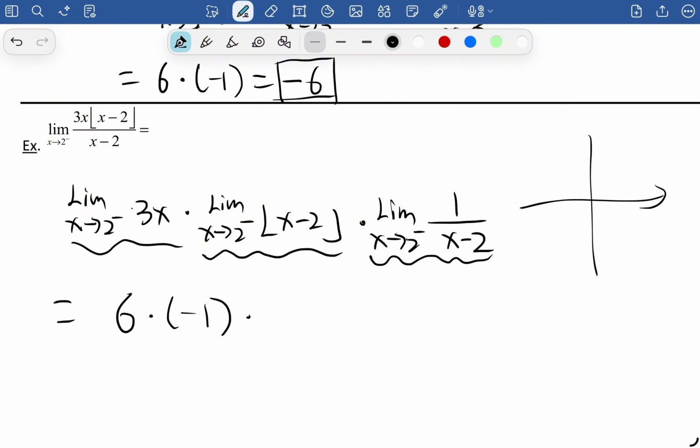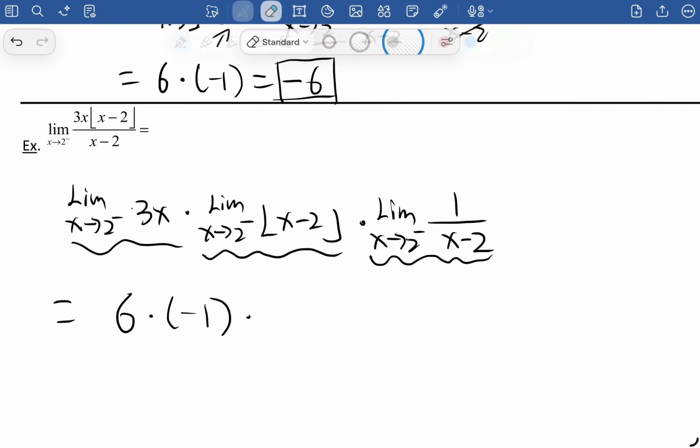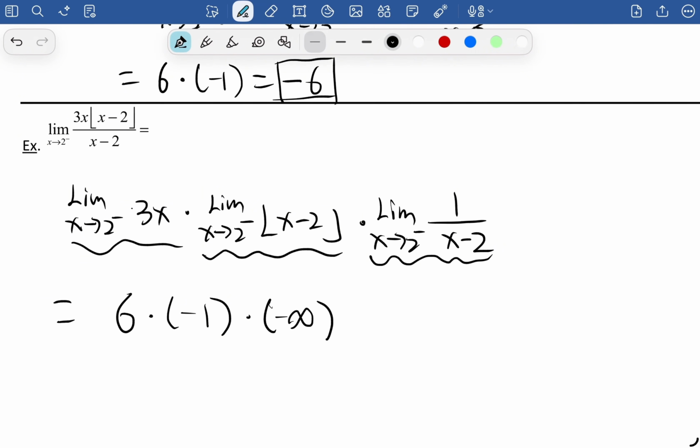It's a function like this. From the left side, you're going to infinity. So the value of this one is negative infinity. Negative, negative is gone, so 6 times infinity is still infinity.